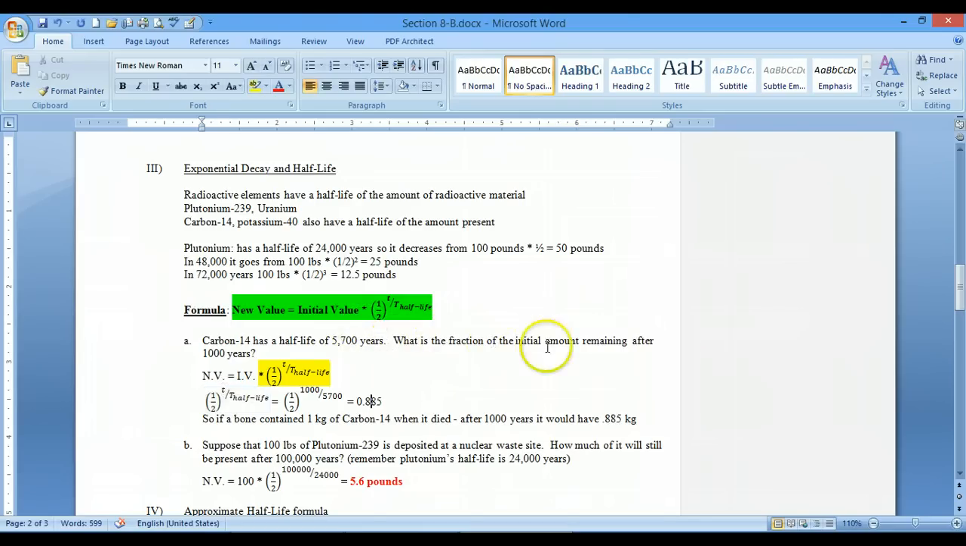We were given the question, what fraction of the initial amount remaining after 1,000 years? So the time elapsed is 1,000. The half-life is 5,700 years. Type this into your calculator or Excel and we'll get 0.885. And that's the fraction of what we can then multiply. If it had 100, then we can move the decimal over and get 88.5 after 1,000 years. Let's go ahead and take that off. And here's our fraction, so highlight that as the answer.